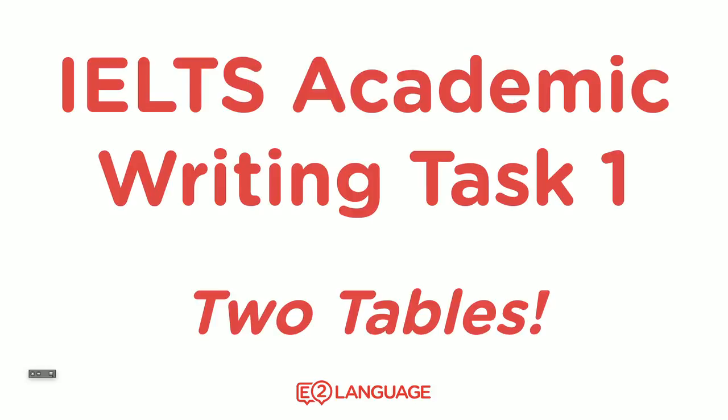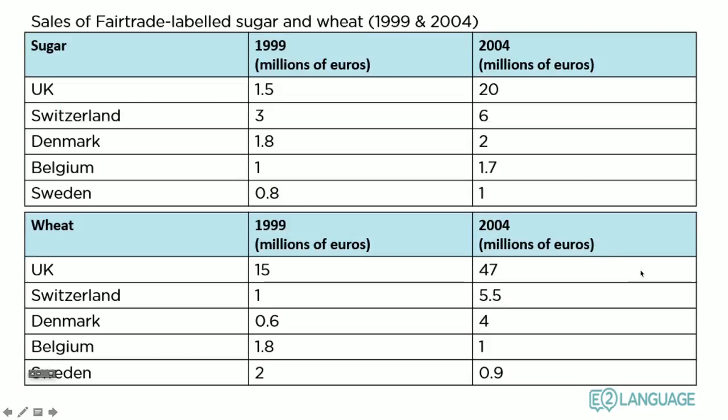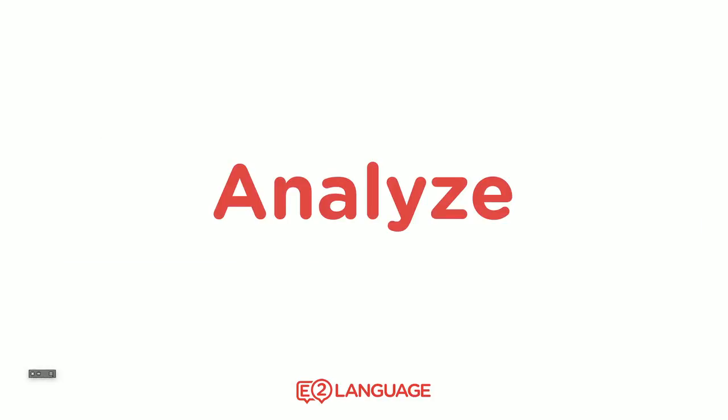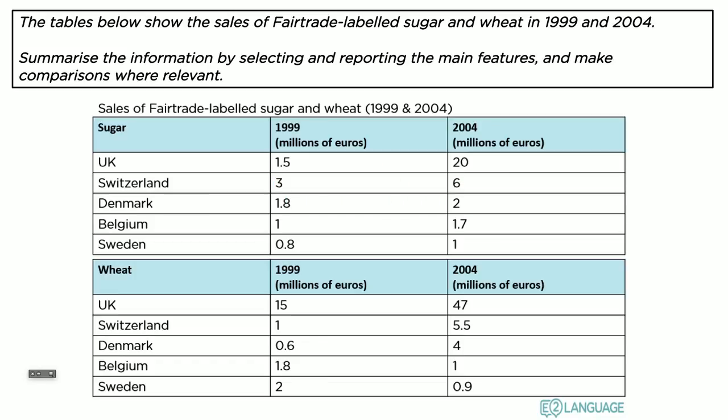Let me take you through two tables in IELTS Academic Writing Task 1. So on test day, you open up your test booklet and this is what you see. Upon first glance, it looks very intimidating and very confusing. What we need to do is analyze it. Let's spend, I don't know, like 30, 40 seconds, a minute looking at this closely.